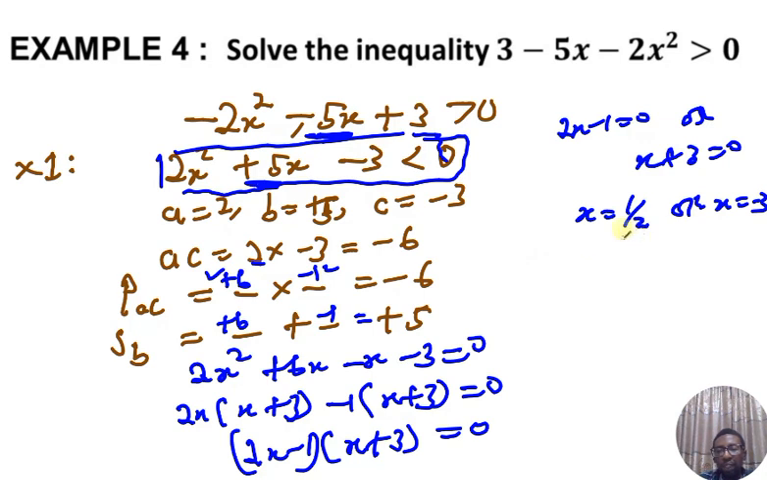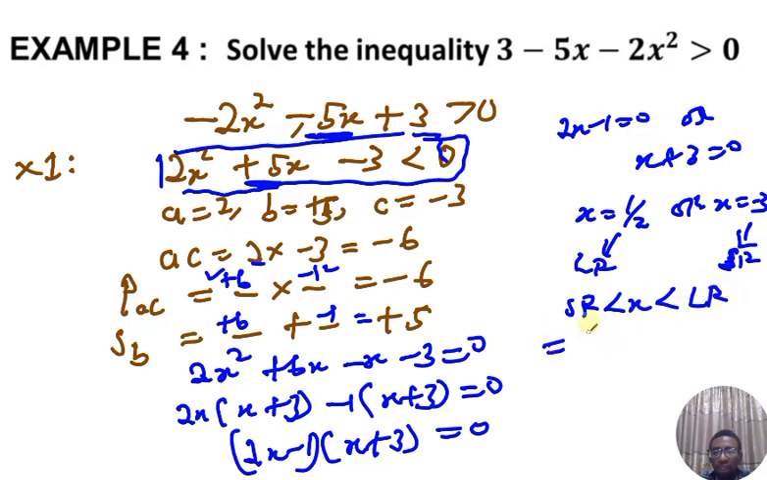So this is my larger root, that is my smaller root. If I write LR, it means larger root. If I write SR, it means smaller root. So what's the inequality here? Less than. If you have less than, don't forget the formula: smaller root less than x less than larger root. So our final answer here will be minus 3 less than x less than a half. So this is where we end the class for today.